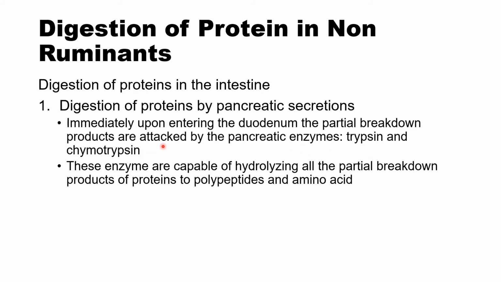So, yun yung enzymes of the pancreatic secretion na nag-a-attack dun sa proteins or nag-digest dun sa protein in the intestine. These enzymes are capable of hydrolyzing, breaking down all the partial breakdown products of protein to polypeptides and amino acids. So, sinasabi, di ba, doon sa stomach may breakdown pero partial lang yung breakdown ng protein. Pag pumasok na dito sa small intestine, yung enzymes na trypsin and chymotrypsin, they will further break down these proteins to polypeptides and amino acids. So, yun yung gagawin.